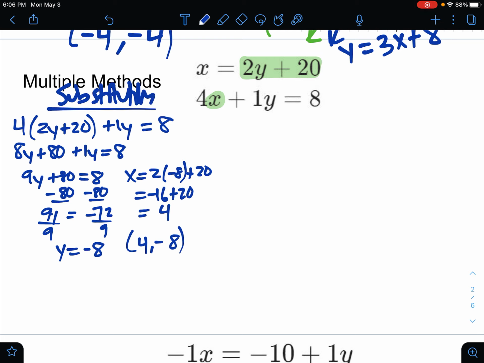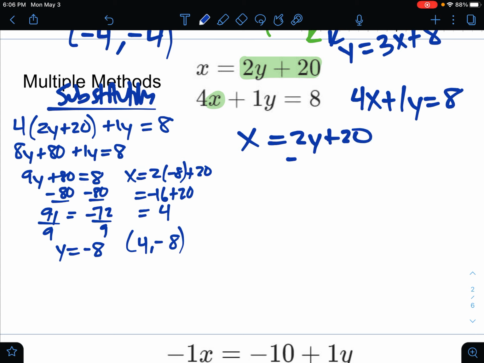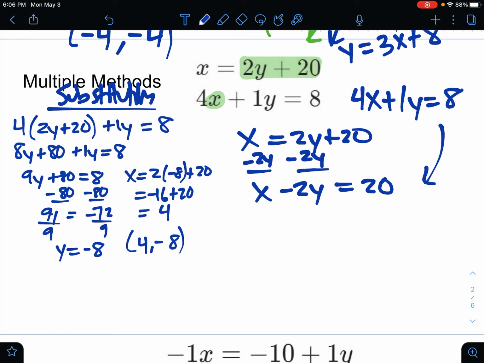For elimination, I want to get them both in this form, 4x plus 1y equals 8, where it's x's, y's equals numbers. So just the first one, we've got to get over into that form. So x equals 2y plus 20. I want to get the y's to the other side. So that would be x minus 2y equals 20 by just subtracting the 2y from both sides. I'm going to bring the other equation down. And now we're all lined up. Now we just need opposites.